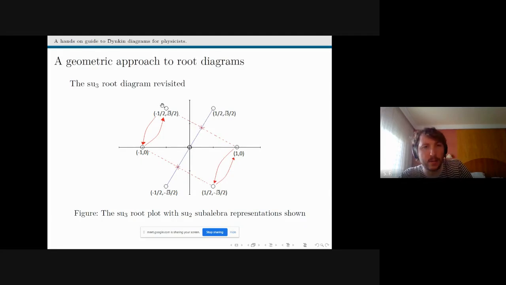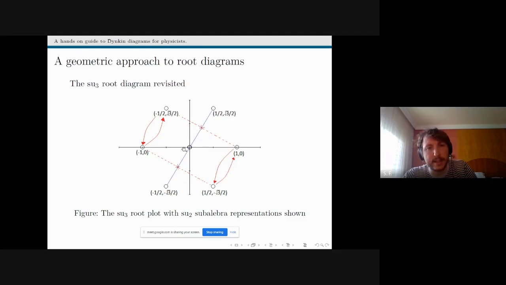And you can then ask, how do the remaining roots transform with respect to this subalgebra? And the answer is, if you tilt your head, you see that these two elements sit in a doublet representation underneath the action of this SU2 subalgebra. And similarly for these, and again, there's a singlet at the origin. So it turns out that this will generally be true. If you have a Lie algebra and you find a subalgebra, then all the remaining elements will sit in representations of that subalgebra.